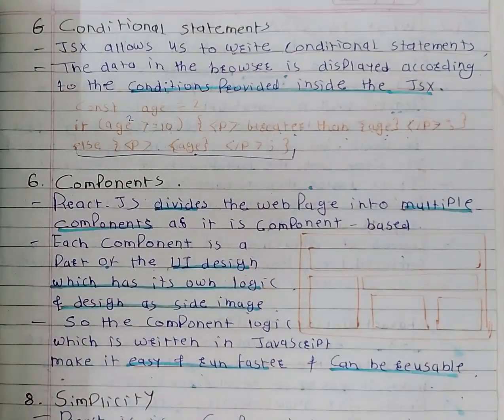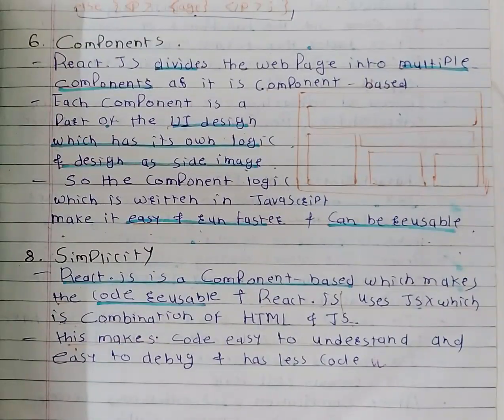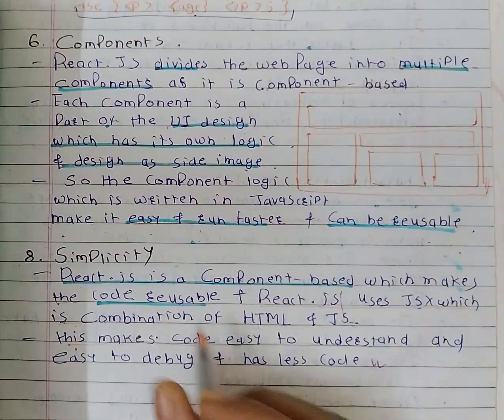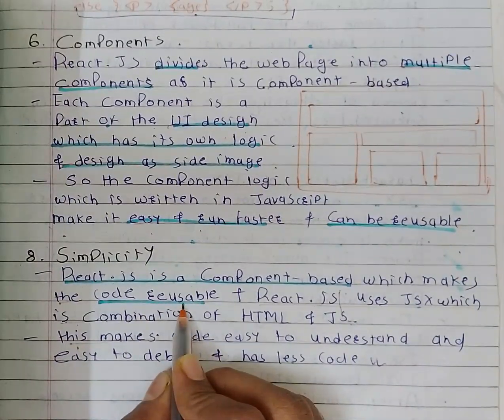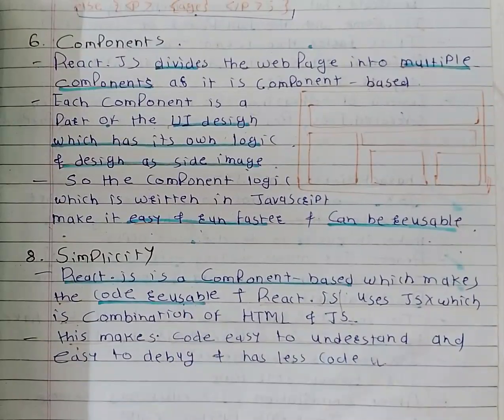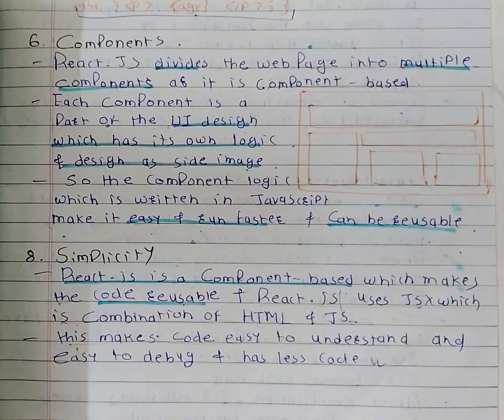Then the next feature of React is simplicity. React is component based, which makes the code reusable, and React.js uses JSX, which is a combination of HTML and CSS. Basically, React being component based makes the code reusable and simpler, because it divides the code and reuses the code again and again.